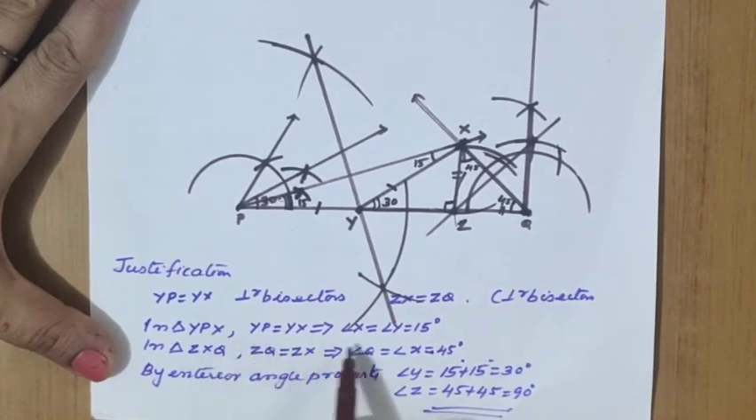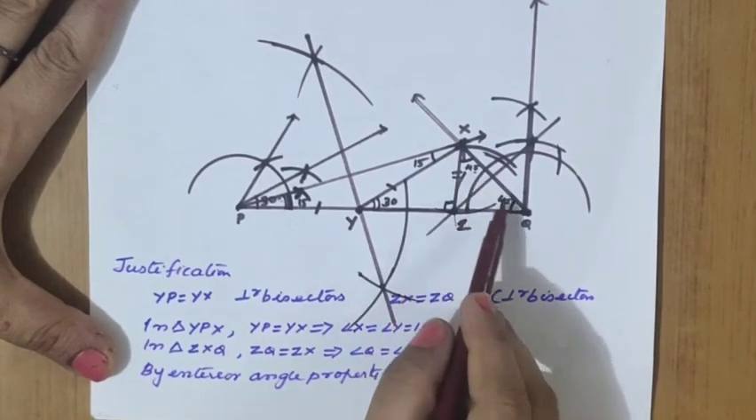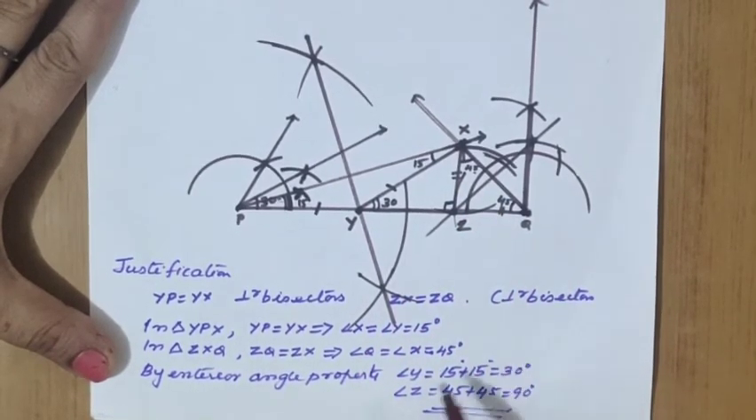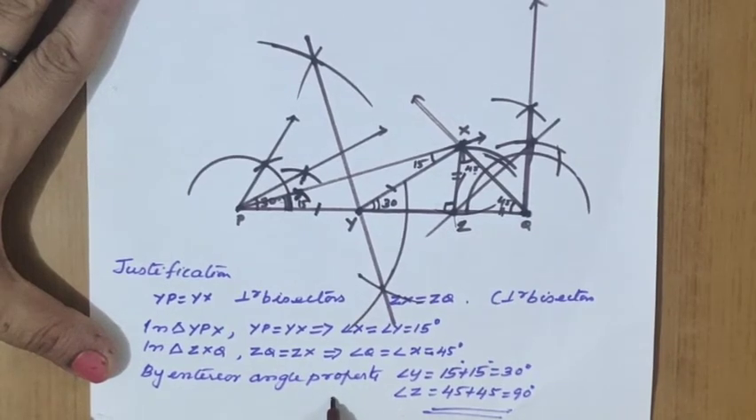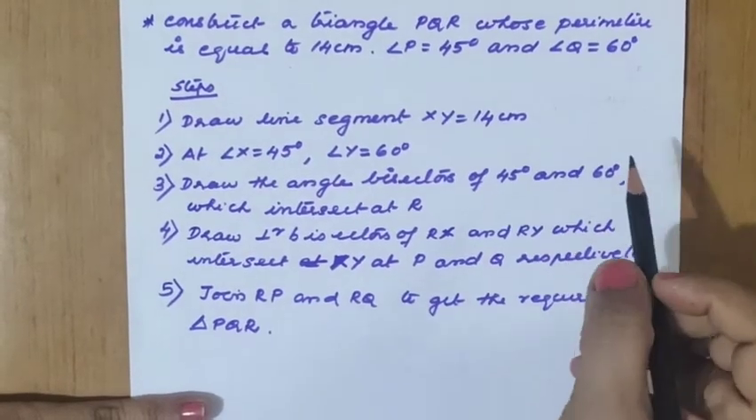So here that only we have written, when YP equal to YX, the base angles are equal, both are equal to 15 degrees. Similarly, both are equal to 45 degrees on this side. After that, which property we have to apply? Exterior angle property we have to apply, respectively Y and Z equal to 30 and 90. One more problem we are going to do, that time it will be very clear to you. One more question for practice.